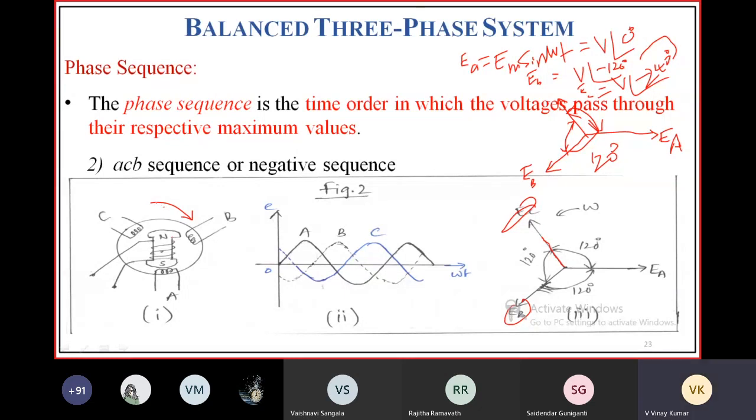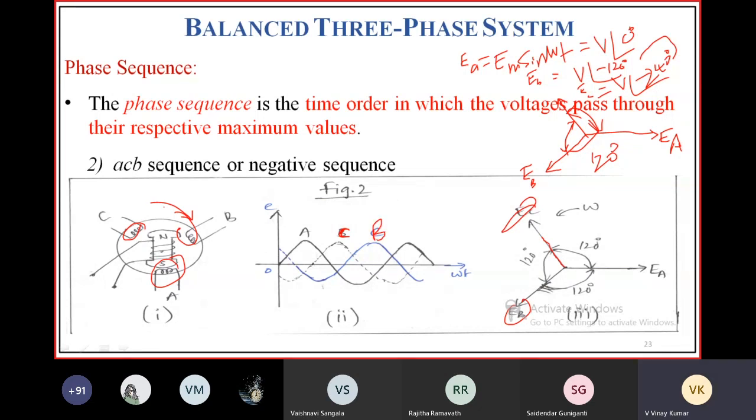If I rotate this rotor in clockwise direction, which phase will attain positive voltage first? Phase A will attain positive voltage first, then phase C, then phase B. Means this would be phase A only, this would be phase C, sorry, this is phase C, and this will be phase B.